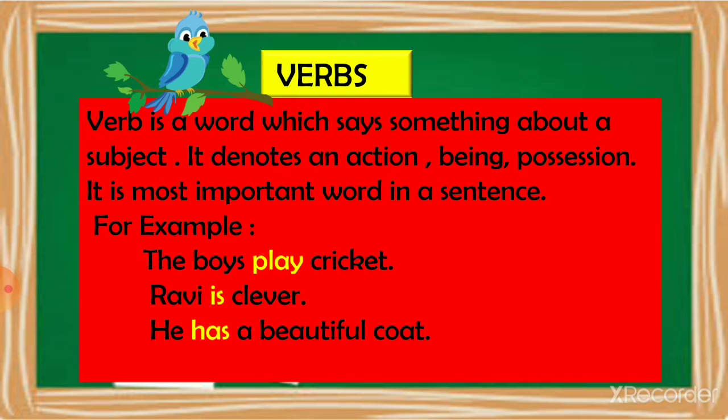In our previous classes we have learned a lot about verbs, so let us have a recall. A verb is a word which says something about a subject. It denotes an action, being, or possession. It is the most important word in a sentence. For example, the boys play cricket. Ravi is clever. He has a beautiful coat. Now, in these sentences, play, is, has are the examples of verbs, right? So a verb always denotes an action, state of being, or possession, and it is the most important word in a sentence.